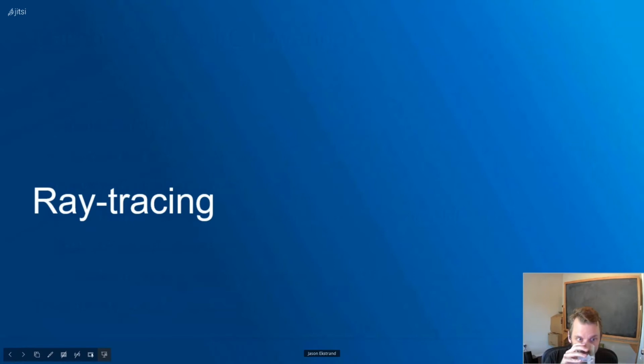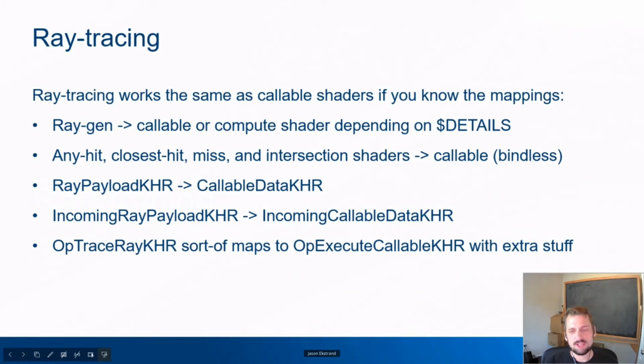So ray tracing shaders work exactly the same as callable shaders. I started with callable shaders because they're kind of the building block that then gets generalized into ray tracing shaders. So with ray tracing, you have a few different kinds of shaders. You've got ray gen shaders, which is sort of the base of your ray tracing shader. And technically, these are callable shaders. They may also be compute shaders, depending on some hand-wavy details. You also have any hit, closest hit, miss, and intersection shaders. And all of these are callable shaders.